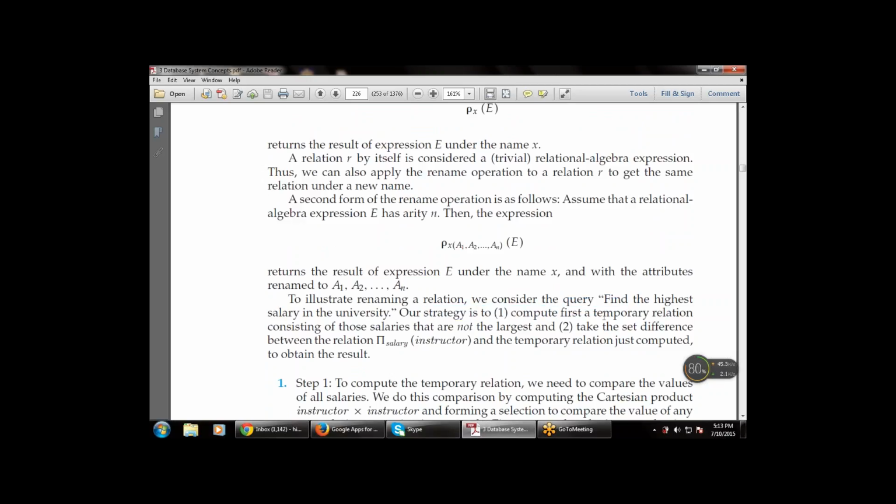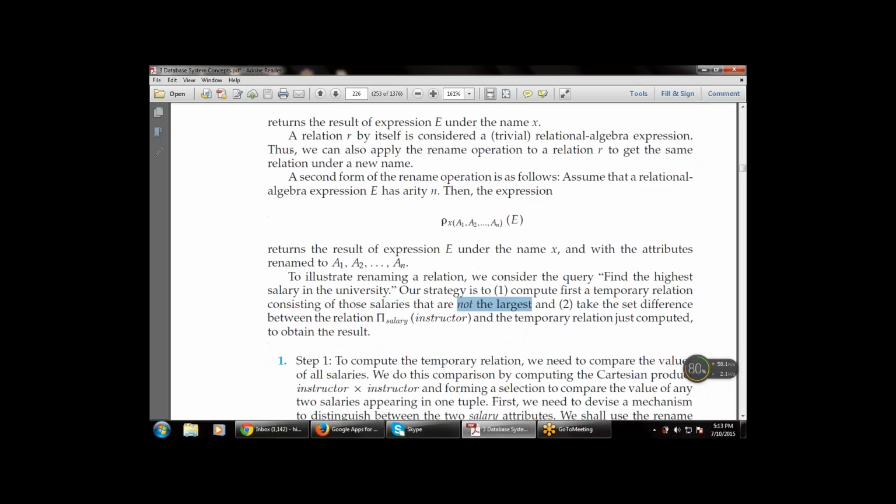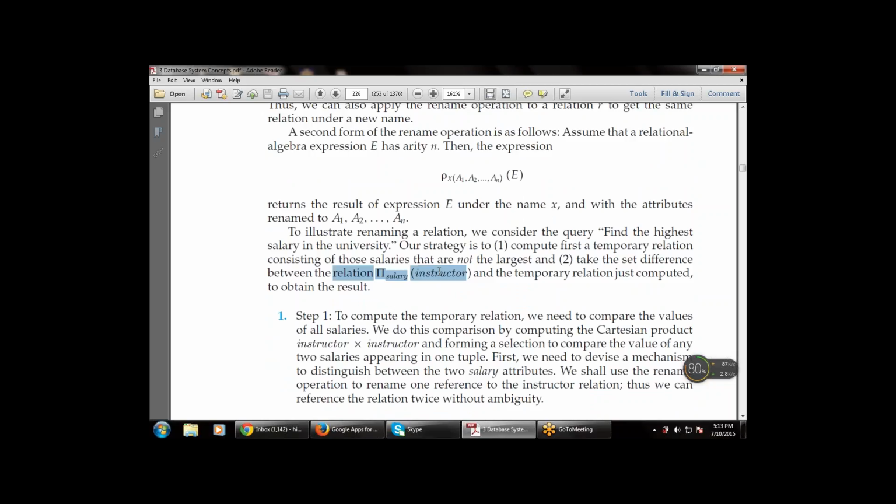Our strategy is to compute a temporary relation consisting of salaries that are not the largest, and then take the set difference between the relation pi salary (instructor) and the temporary relation just computed to obtain the result. Now what is step 1? To compute the temporary relation, we need to compare the values of all the salaries. We do this by a comparison operator, by computing the Cartesian product of instructor and instructor, and forming a selection to compare the values of any two salaries appearing in one tuple.